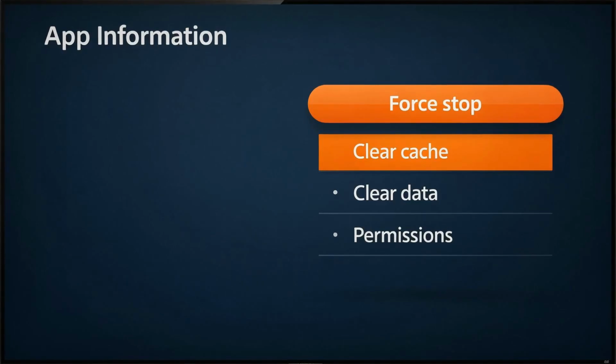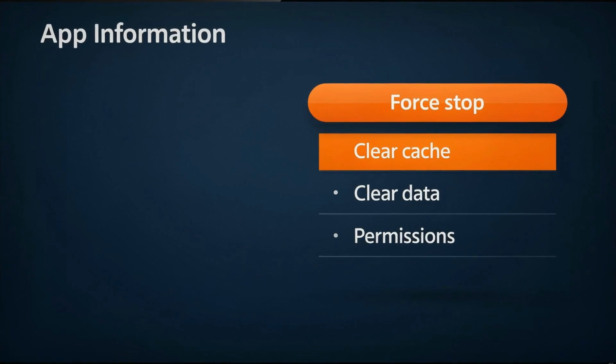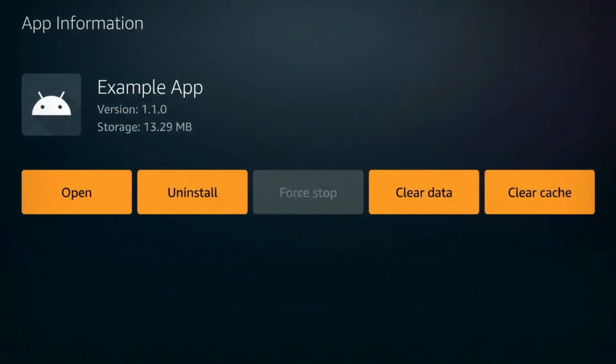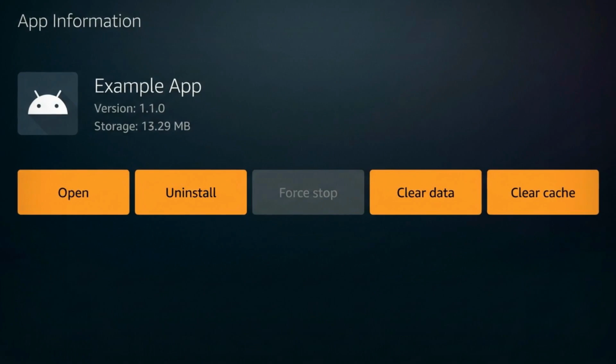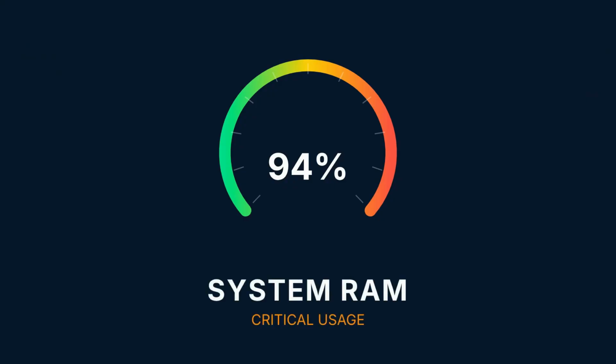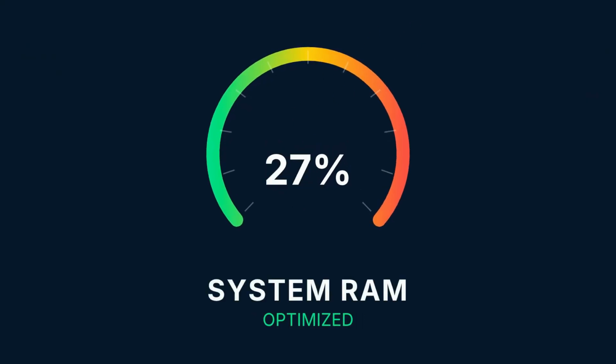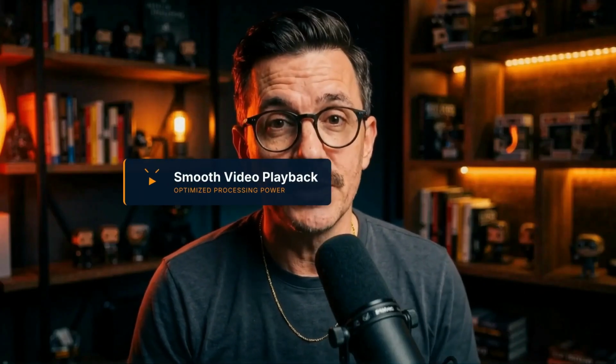Step 6. Force stop running background tracking apps to free up system resources. While you are inside the Manage Installed Applications menu, look for any heavy utility apps that run constantly in the background. Click on them and choose Force Stop. This frees up your system RAM immediately. It focuses your processing power entirely on smooth video playback.